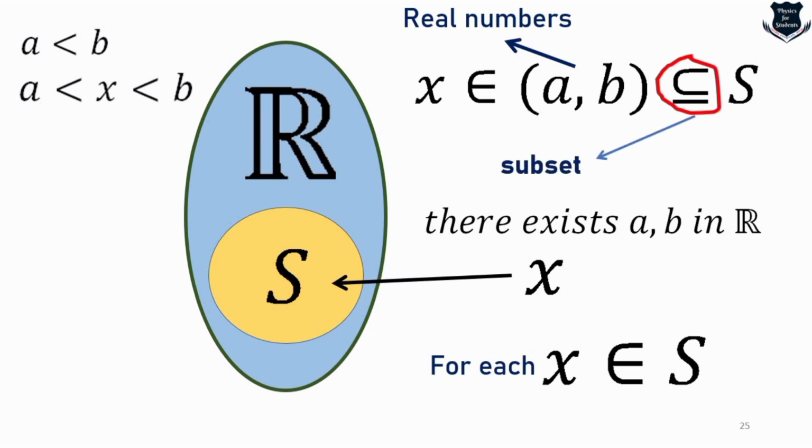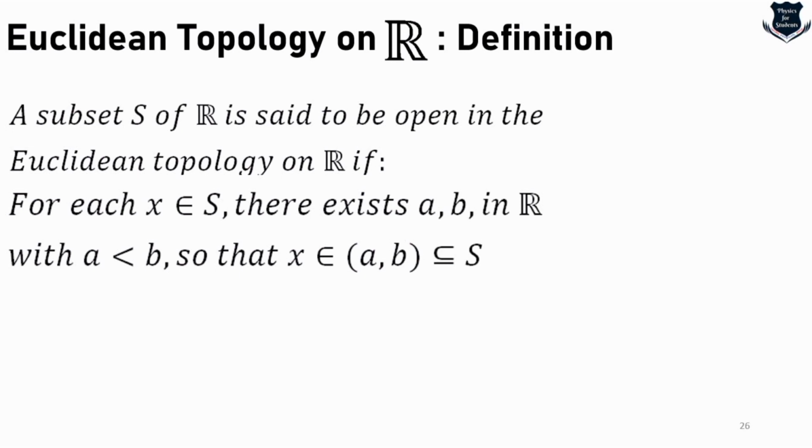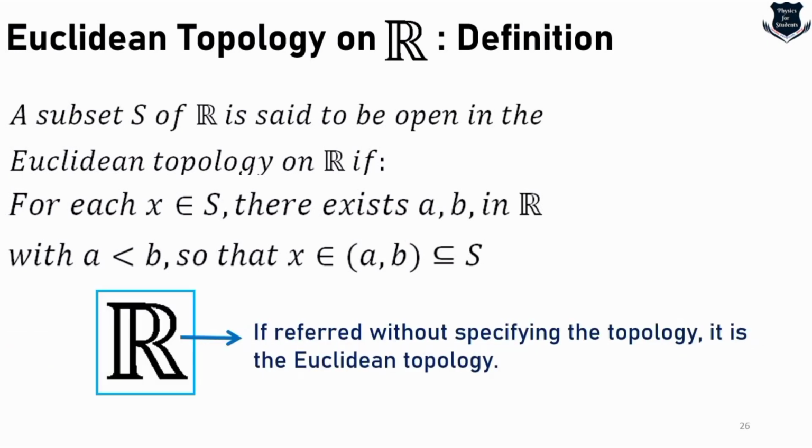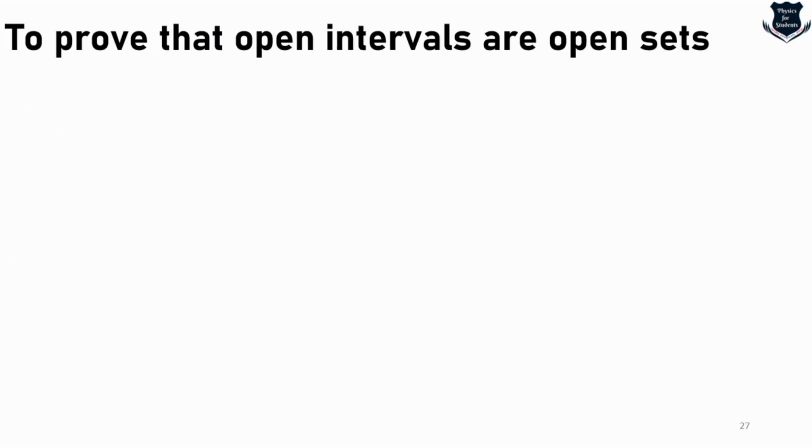Now if we are going into the definition of the mathematics of Euclidean topology, this would give you, before you go into the definition, a basic visual understanding of what the definition is all about. So here comes the definition of Euclidean topology on R. A subset of R is said to be open if, you can just go through it, for each X there exists A, B in R, right? So just remember one thing, that whenever we refer to the topological space R without specifying the topology, we mean that yes, this is the Euclidean topology.